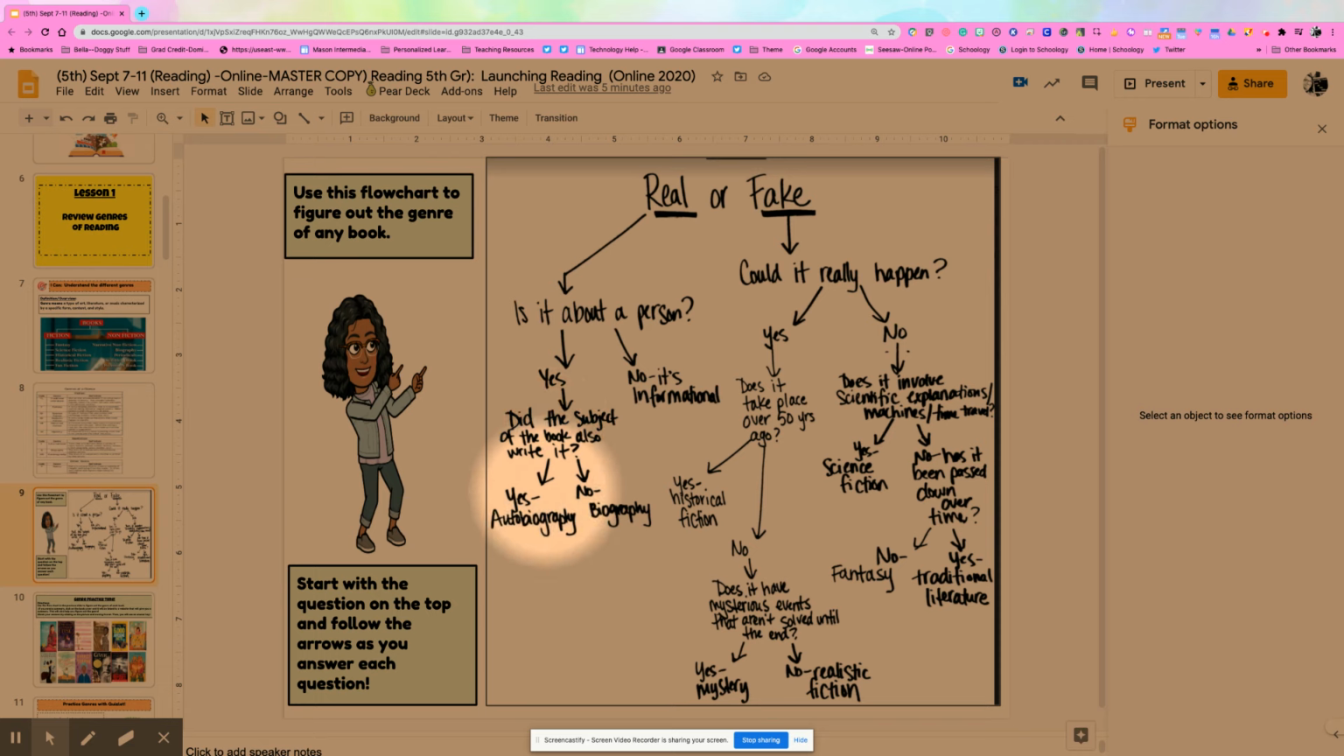The answer is no, it's a biography. So that's how this flow chart works. I would test it out with a book that you have. You start with the question on the top and you follow the arrows as you answer each question.